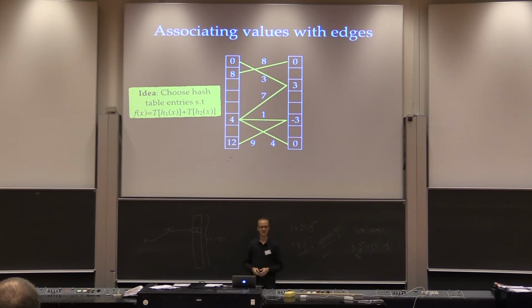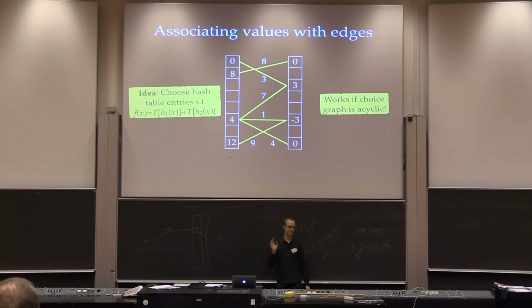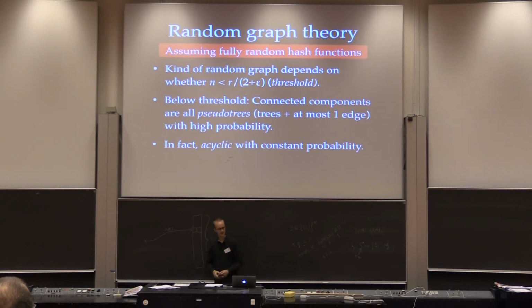So what are conditions that make this work? Well, as this example kind of shows, if this graph is acyclic, if it doesn't have any cycles, this is going to work. You can just start somewhere and kind of greedily fill in these values, and it will work. So the question now really is, is this graph acyclic? And to answer these kind of questions, so we have a graph that is generated by a random hash function, we can go to random graph theory. Now this assumes that we actually have fully random hash functions. So let's assume that.